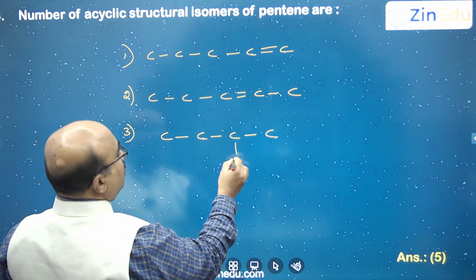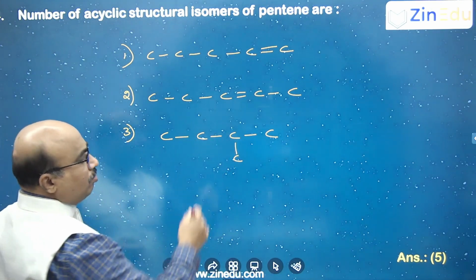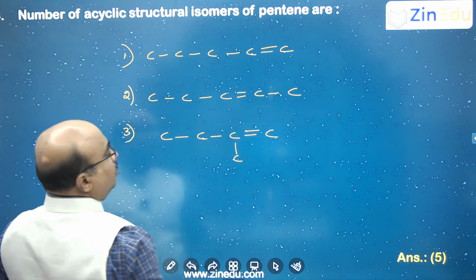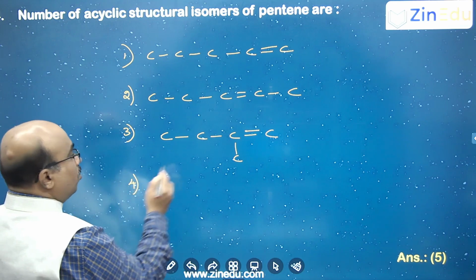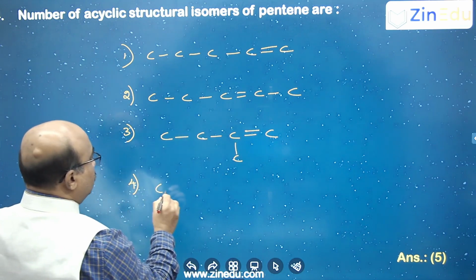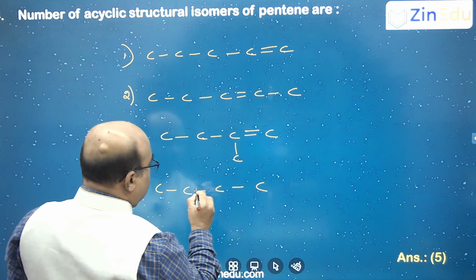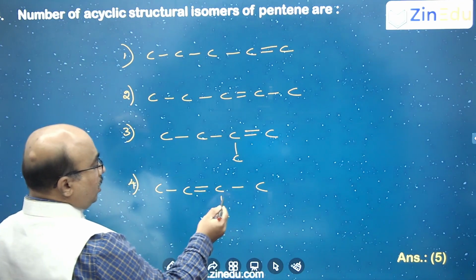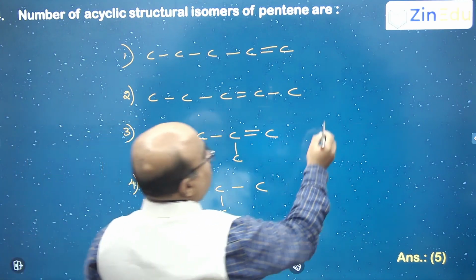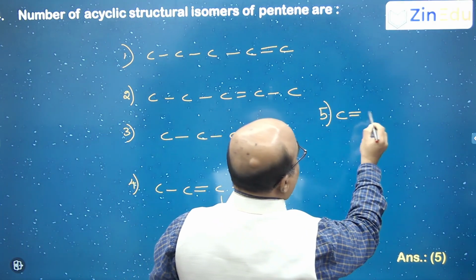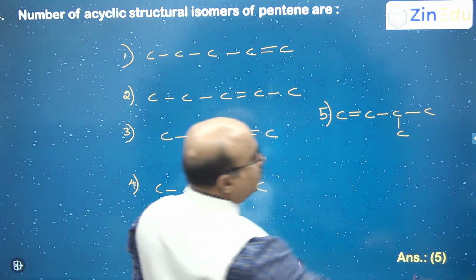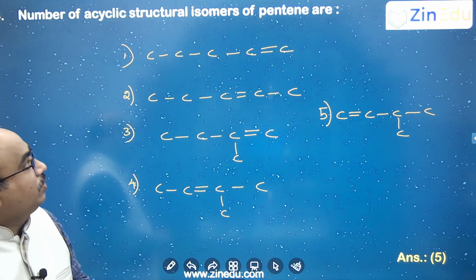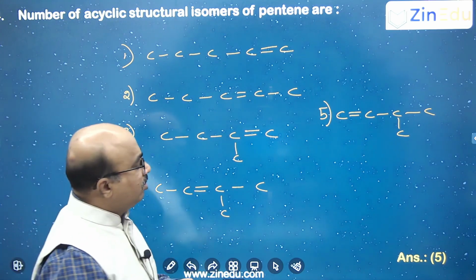Writing the C here or here is one and the same, because both these carbons are identical for us. Now write the double bond at different positions. So double bond here, then the fourth one, double bond changing in the chain itself. So you write here. Next you can write here. But if you write the double bond here or here, it will be one and the same. The fifth one is just the double bond at the starting point. So these are the total 5 structural isomers which will exist for pentene with molecular formula C5H10.